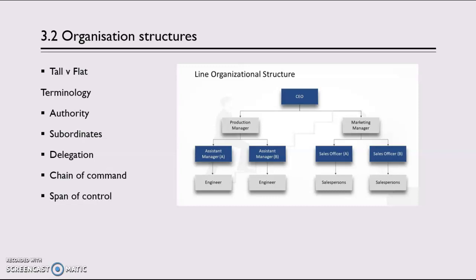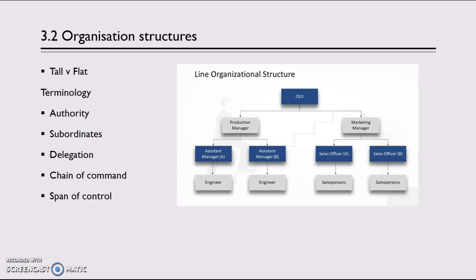And then you've got 2 specific words or terms here: chain of command and span of control. The chain of command, you would be expected to detail who is in that chain of command. So if the CEO wants to send instructions to the engineers, the chain of command is the CEO, the production manager, the assistant manager, and then the engineers. It's the way that it flows down that diagram.